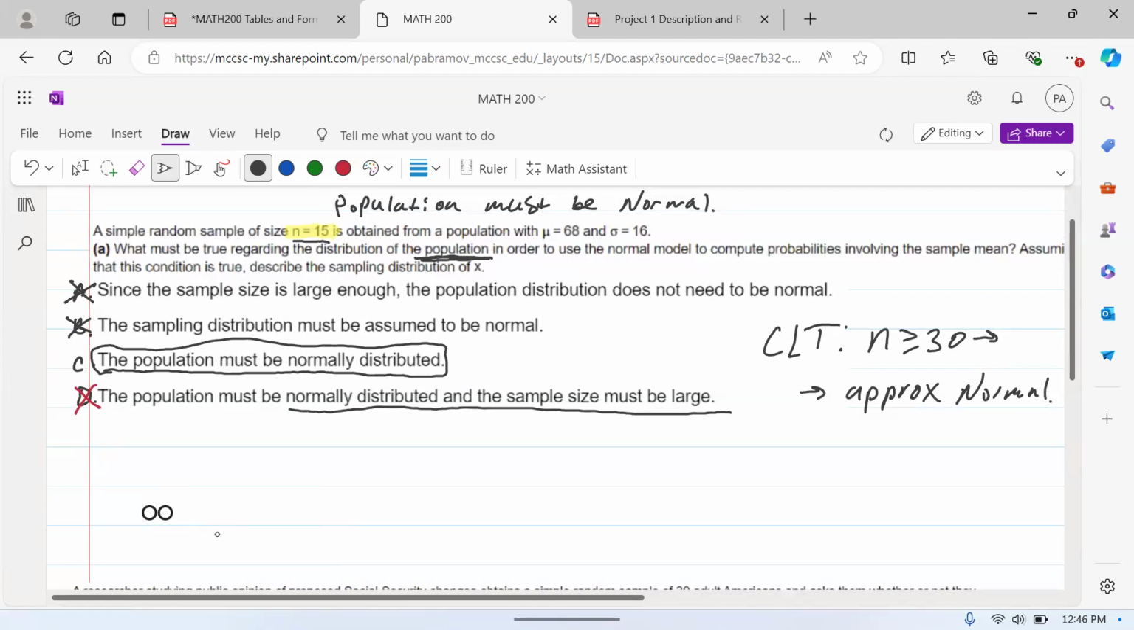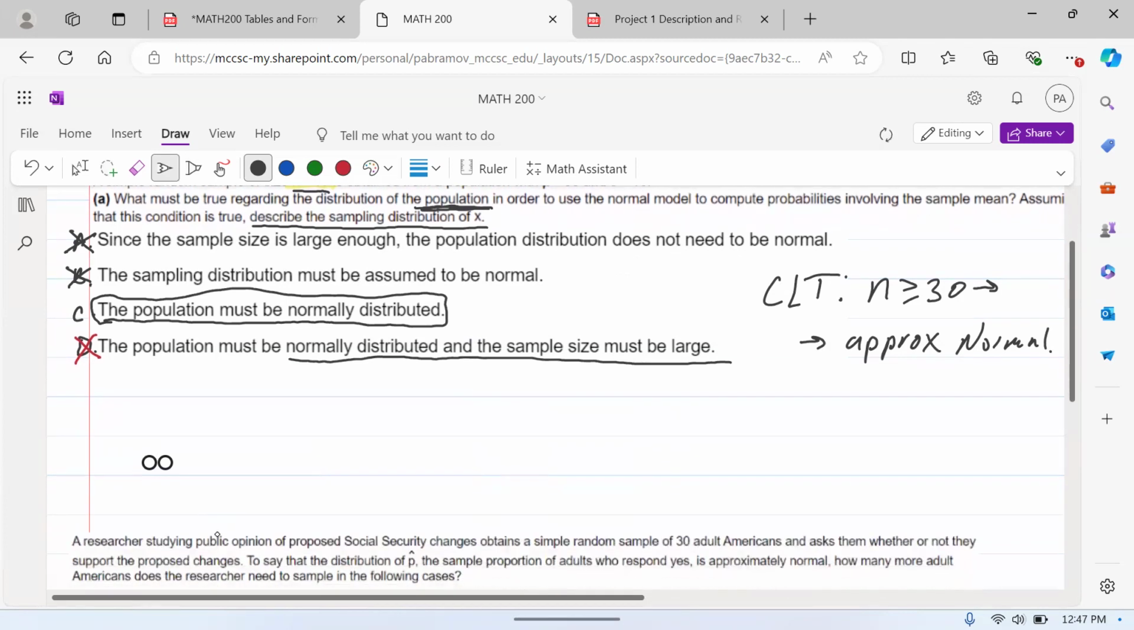And that is part of the question. And then it also says describe the sampling distribution of X bar. So it's not part of the multiple choice here, but if we did want to do this, if our population is normal, so if C is true, then the sampling distribution is normal.